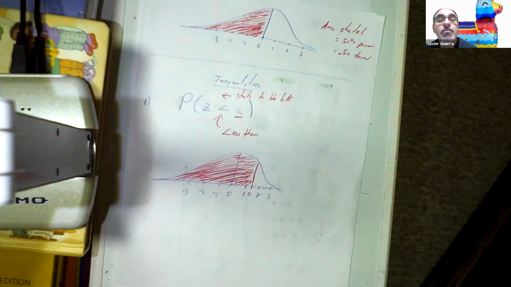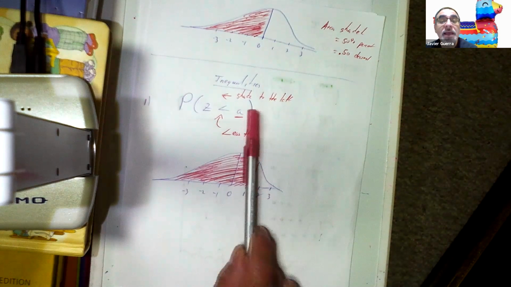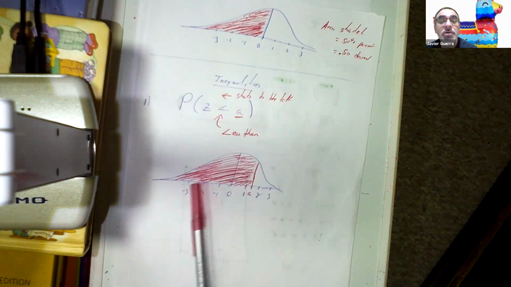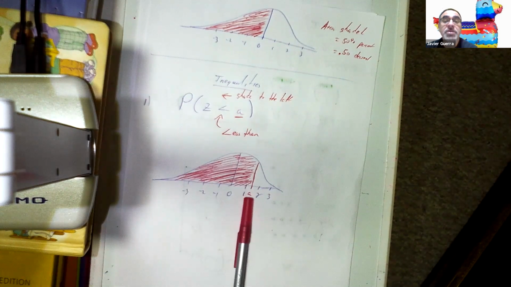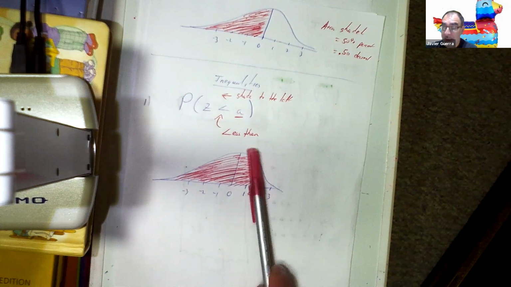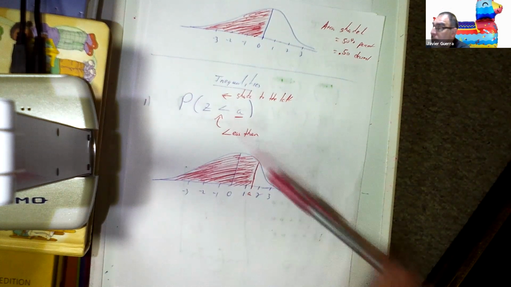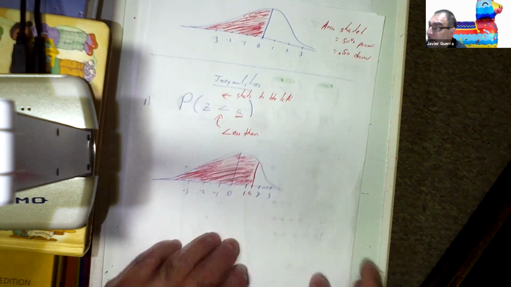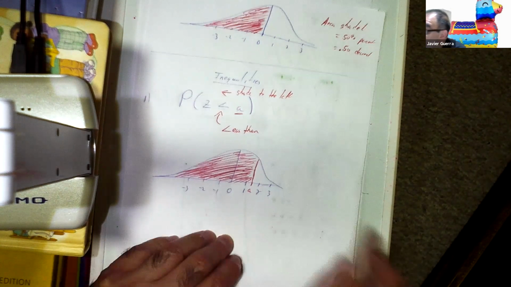You plot your A on the scale, draw your line, and then you shade in that direction. You're going to shade to the left. All right. So we got less than. That's the less than.